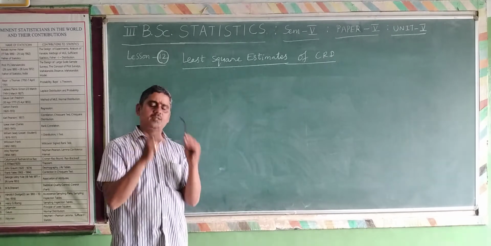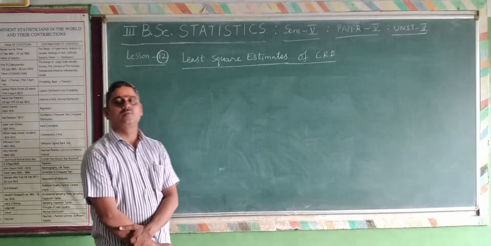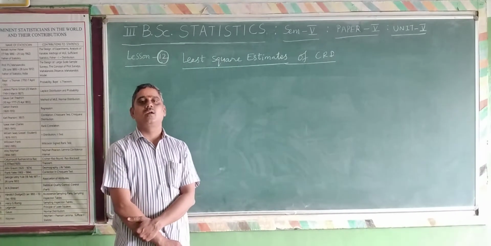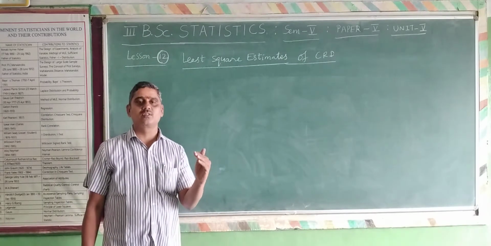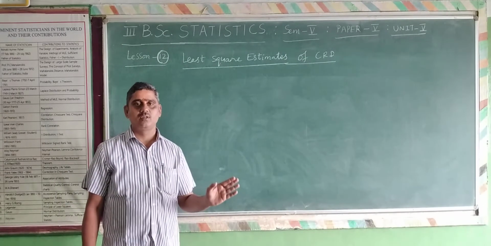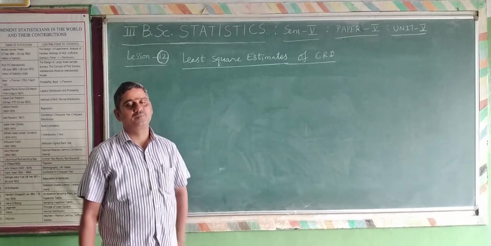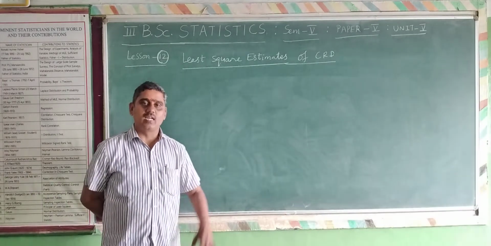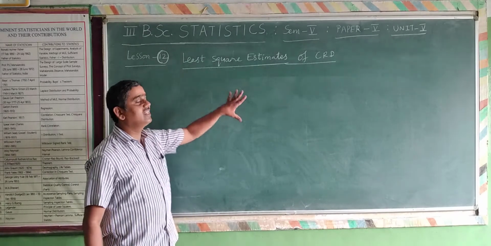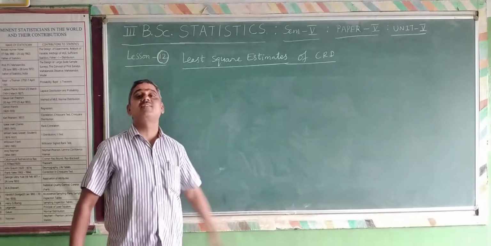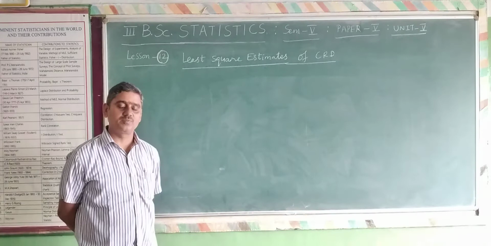We are discussing completely randomized design. We have discussed the definition, advantages, disadvantages, applications, and in another class we have discussed statistical analysis of CRD. Now we discuss least square estimates of CRD. What is meant by least square estimates?